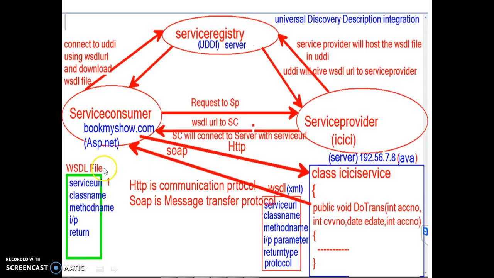And this WSDL file consists of some information like service URL, class name, method name. With this information, we will connect to the server by using the service URL. Here the communication between service consumer and service provider server is due to HTTP. And here the message transfer is due to SOAP.